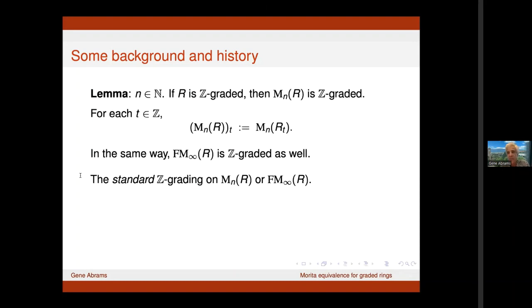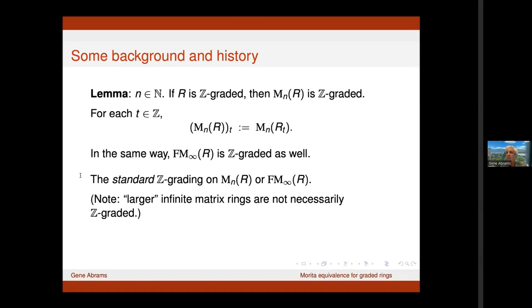Okay, first, straightforward, if you take a graded ring, then the n-by-n matrix ring is also naturally graded. The t component in the matrices, you just fill up the entries with the t component in the ring. And in the same way, these FM infinities are Z graded as well. So you start with a graded ring and you can put a grading then on any matrix ring or FM infinity, and we'll call these the standard gradings on the matrix rings.